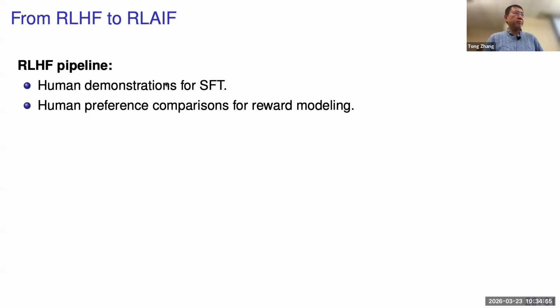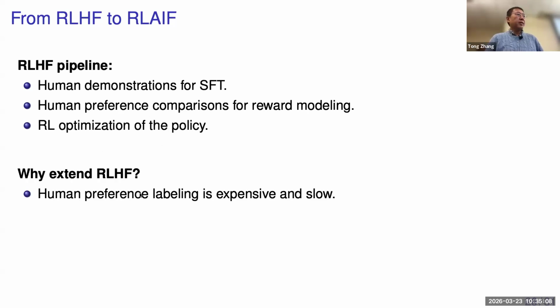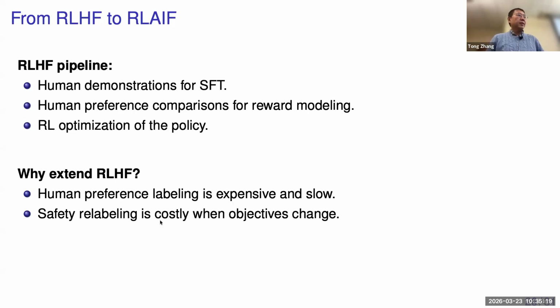And here actually it also appeared in this paper. This one is one specific paper from Anthropic. The human preference comparison for real-world models involves quite a bit of human RL formulation, and this one is automatic, of course, it doesn't involve humans. The idea is that human labeling is expensive and slow, and it's rigid. Sometimes opinion changes and so on. Safety labeling is costly when objectives change. So basically these create problems.